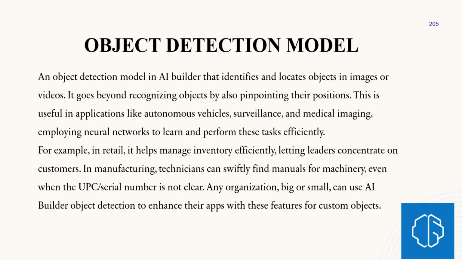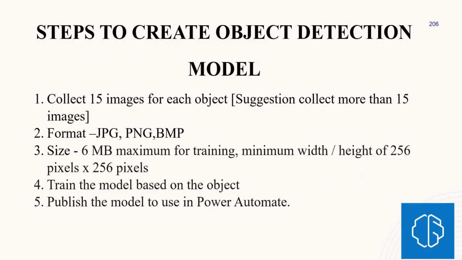In retail, it helps manage inventory efficiently, letting leaders concentrate on customers. In manufacturing areas, technicians can swiftly find manuals for machinery even when the UPC or serial number is not clear. Any organization, big or small, can use AI Builder for object detection to enhance their apps with this feature for custom objects. So here are the steps to create the object detection model.